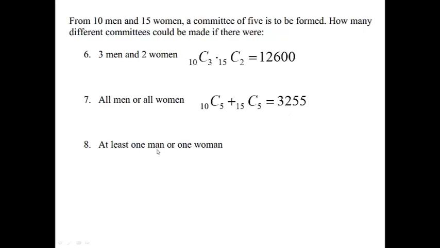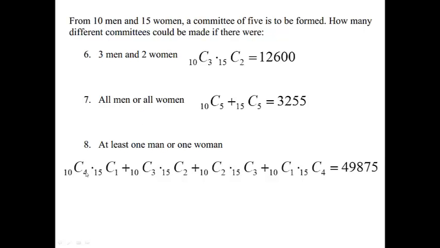At least one man or one woman. Well, you're going to have to do at least one, so it'll be 4 men, 1 woman, or 3 men, 2 women, or 2 men, 3 women, or 1 man and 4 women. Just make sure that the number you choose has to add up to 5. 4 plus 1, 3 plus 2, 2 plus 3, and 1 plus 4. There is no 0 and 5 because that would be all men and all women.